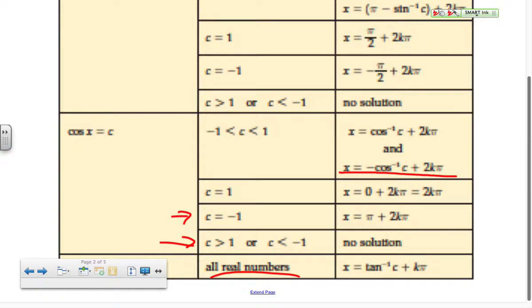All right, so let's do some examples. We're going to keep it really basic today. We're not going to go hard at all. I'll leave that for later.